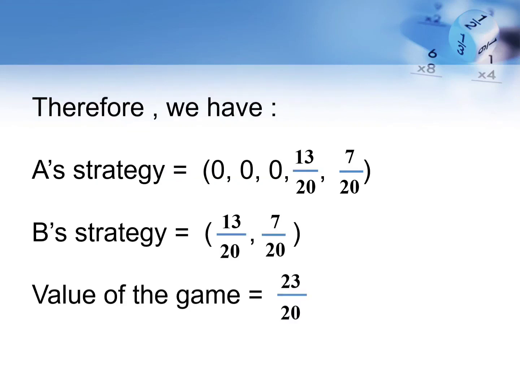Therefore, now we have A strategies, B strategies and the value of the game, which is A strategies with 0, 0, 0, 13 by 20 and 7 by 20, where the 0s represent A1, A2 and A3, and B strategies 13 by 20 and 7 by 20, and the value of the game is 23 by 20. Hence we find the answer and the solution for the m into 2 matrix. Finally, we have come to the end of the tutorial.